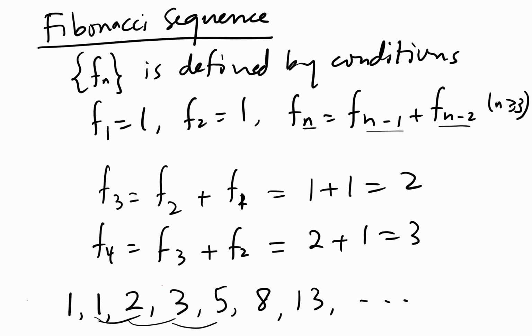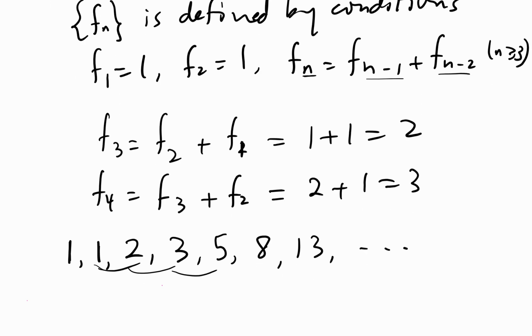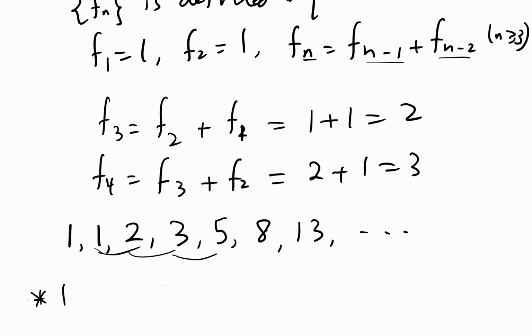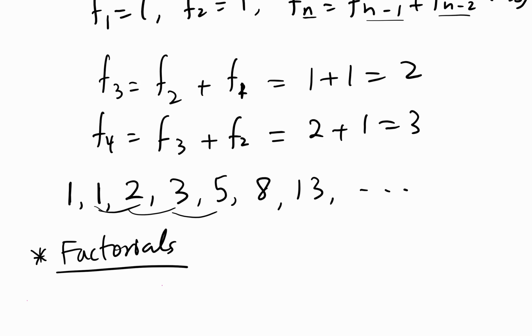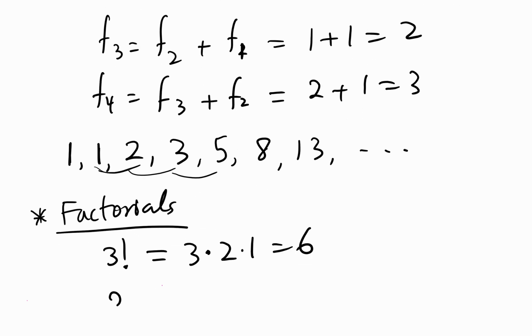Also, while we're working throughout this chapter, we need to learn a little bit more of some tools we learned in pre-calc, but are important in this chapter. For example, we can recall factorials. So if you have 3 factorial, the exclamation mark means factorial. So that's 3 times 2 times 1, 6. By definition, 0 factorial is 1, and 1 factorial is 1.